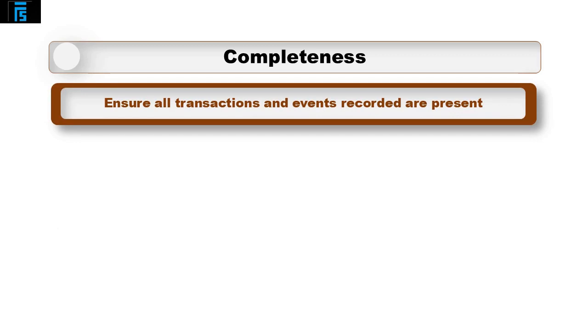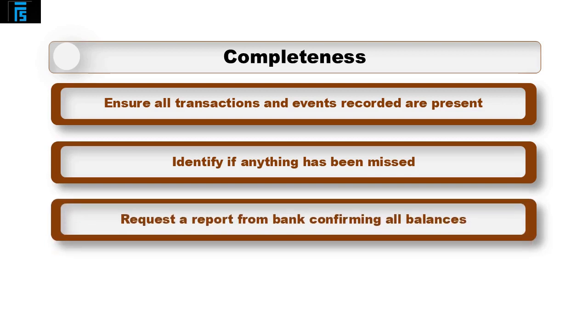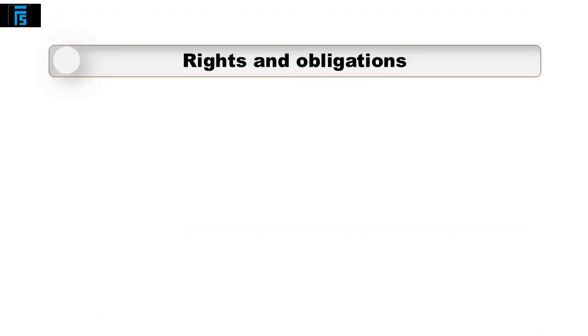The assertion completeness is to ensure that all transactions and events recorded are present in the financial statements. Audit tests would be designed to identify if anything has been missed. An example would be reviewing the bank balances, including overdrafts. There is always a greater risk of items being missed in liabilities, and so the auditor requests a bank report to be sent directly to them from the bank confirming all balances. This will include any loans and overdrafts held at the year end. This will help confirm the completeness of bank and loan balances in the financial statements.